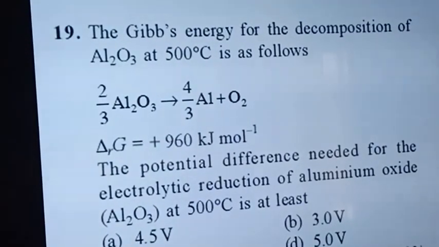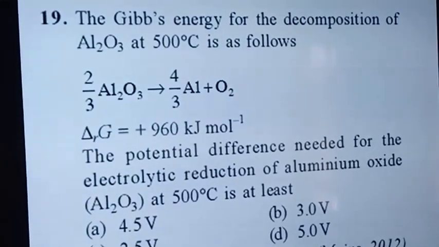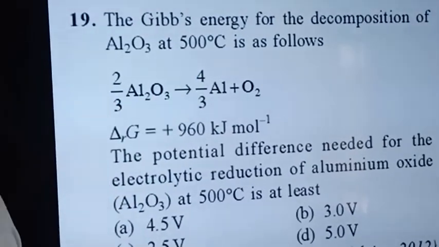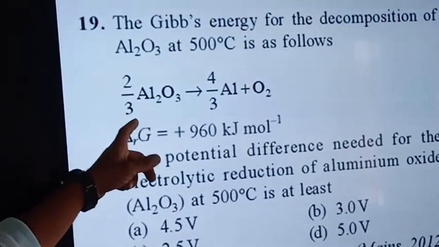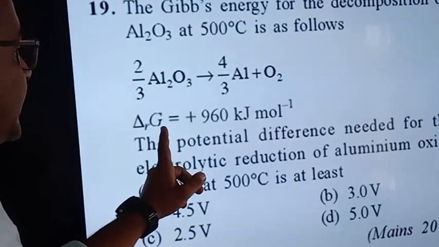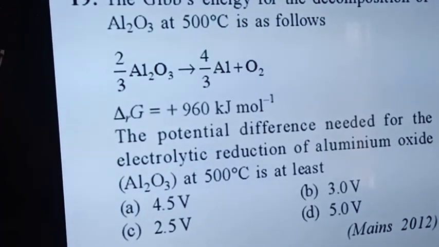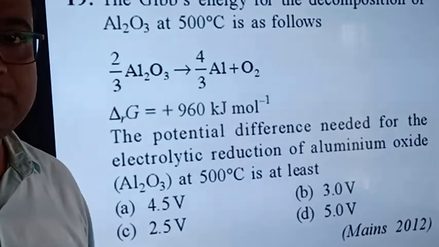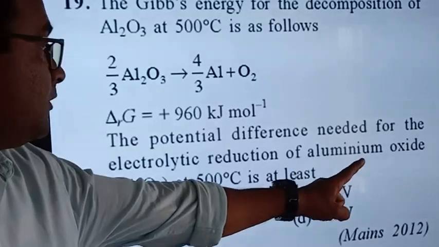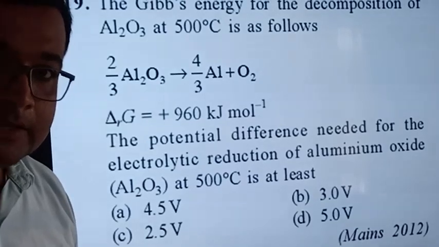Question number 19. The Gibbs free energy for the decomposition of aluminum oxide at 500 degrees Celsius is as follows. This equation, decomposition of aluminum oxide taking place. Now 2/3 aluminum oxide gives you 4/3 aluminum. Delta G, the Gibbs free energy change, is also given, plus 906 kilojoules per mole. Now the potential difference, that means E naught, we need to find out for the electrolytic reduction of aluminum oxide at 500 degrees, at least.